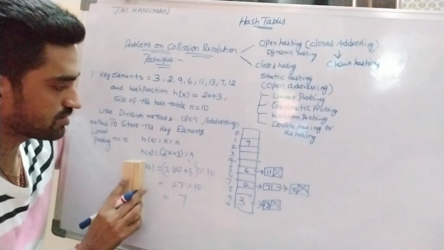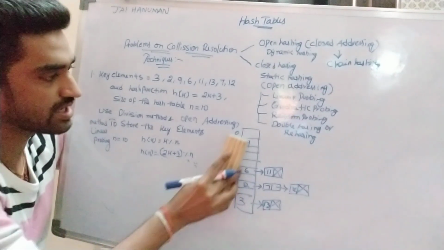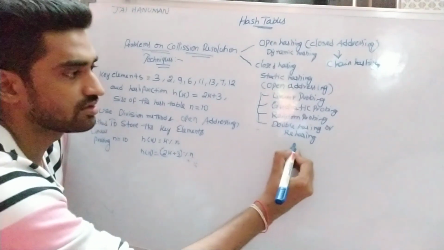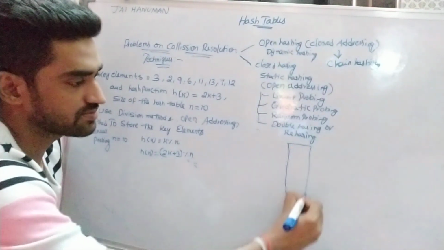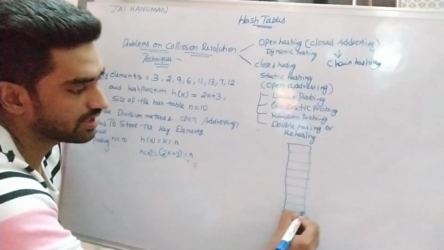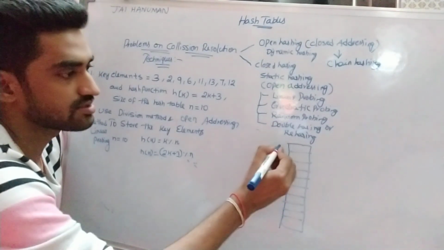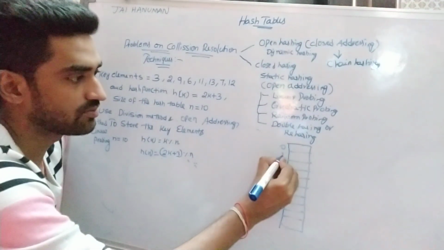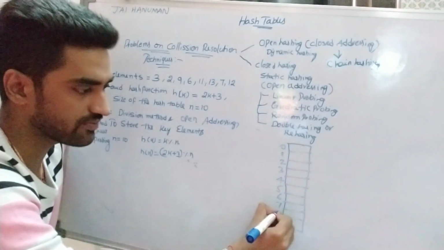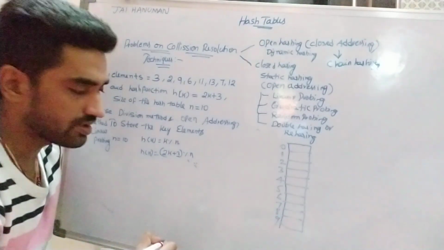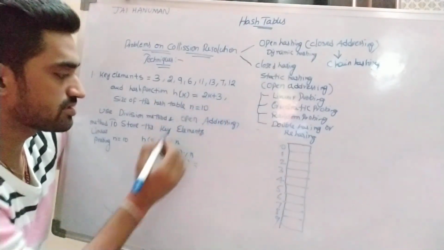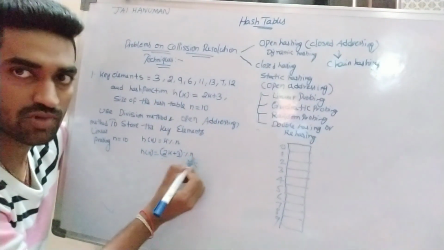Right? So here, what is the first inserted key value? What is the size of the hash table? N is equal to 10. So here I am creating the hash table. Index starts from 0: 0, 1, 2, 3, 4, 5, 6, 7, 8, 9. Right? So here we are using the division method. What is the hash function? 2k plus 3. So in place of k, I am writing 2k plus 3 modular division of n.